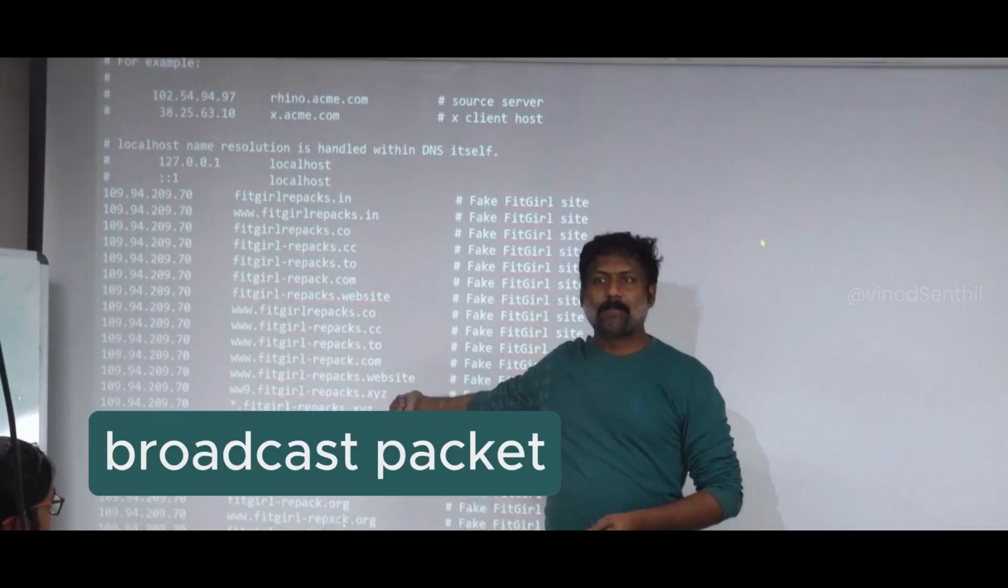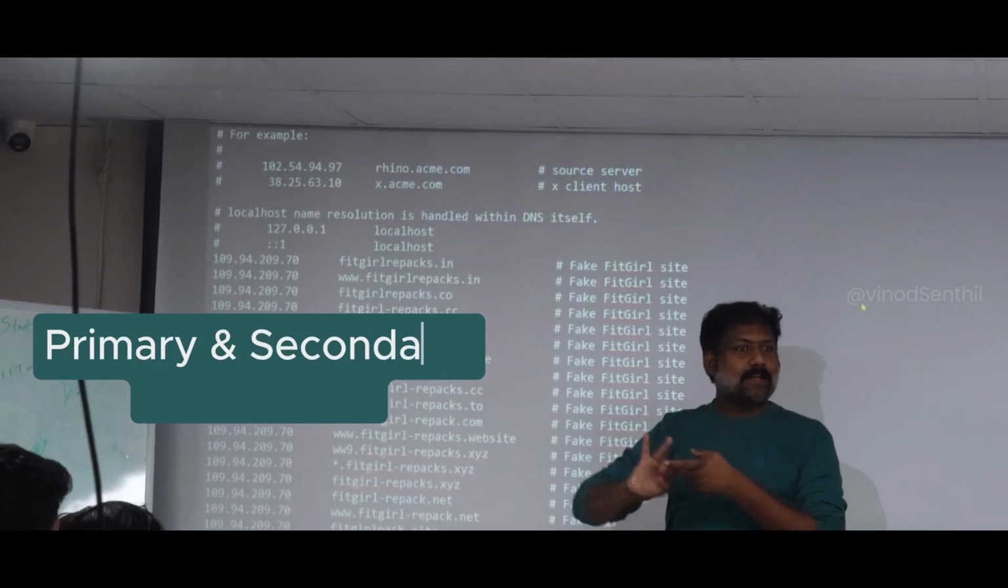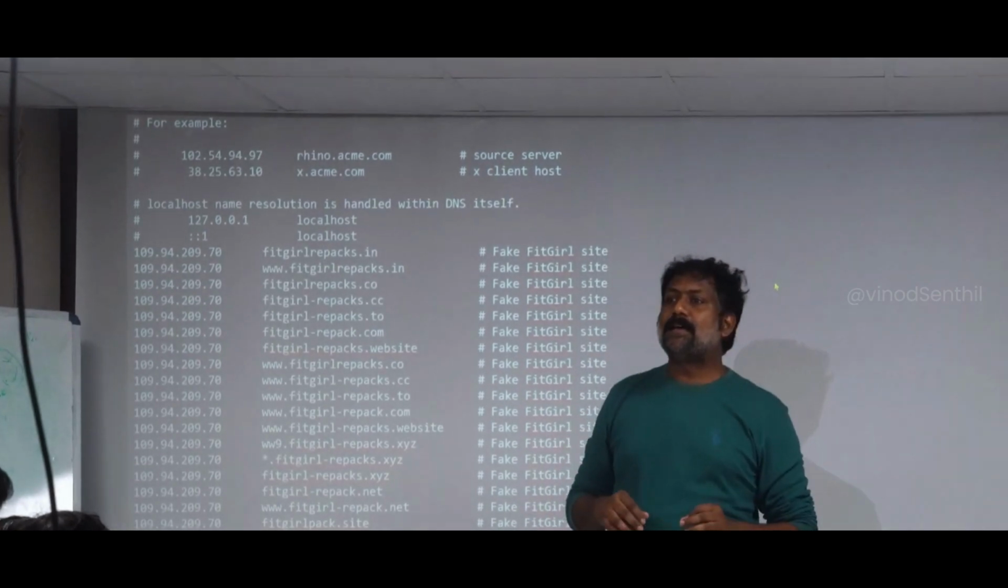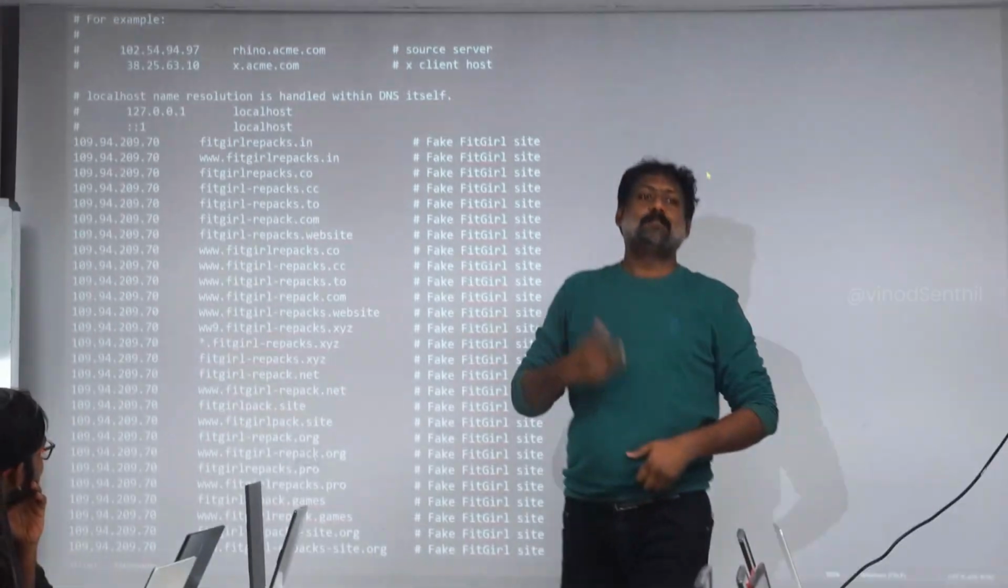Do you understand what I'm saying? First the host file, second it does a broadcast packet, right? Third it does a primary and secondary DNS query. Where does it go to look?